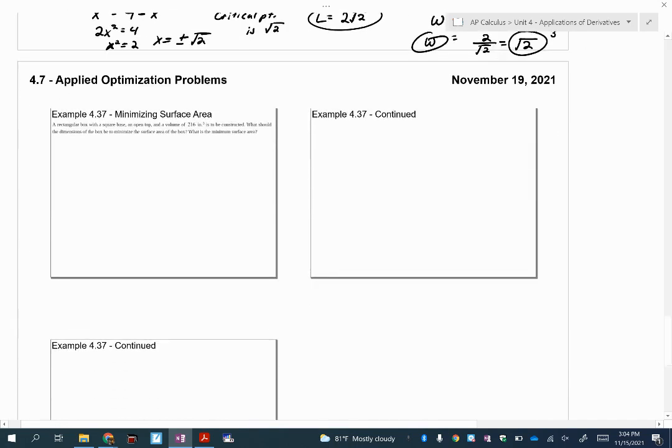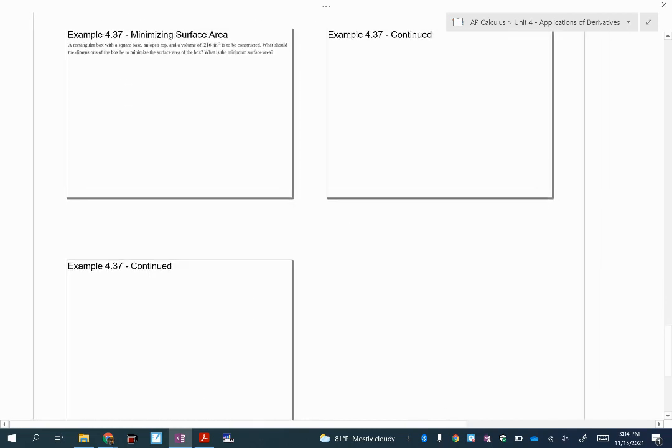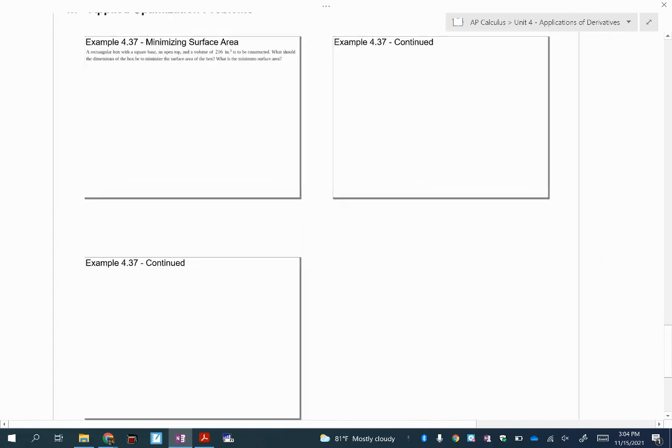Okay, we got one more. Oh my gosh, guys, we're so close. If you've made it this far, good on you. We got one more that minimizes the surface area.